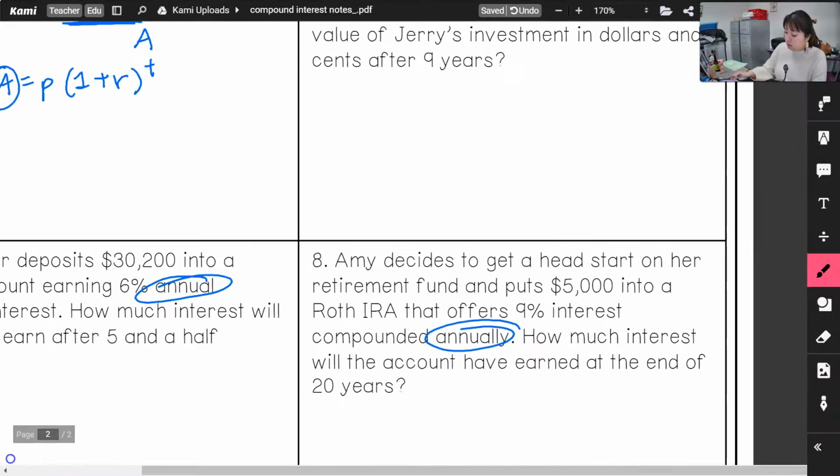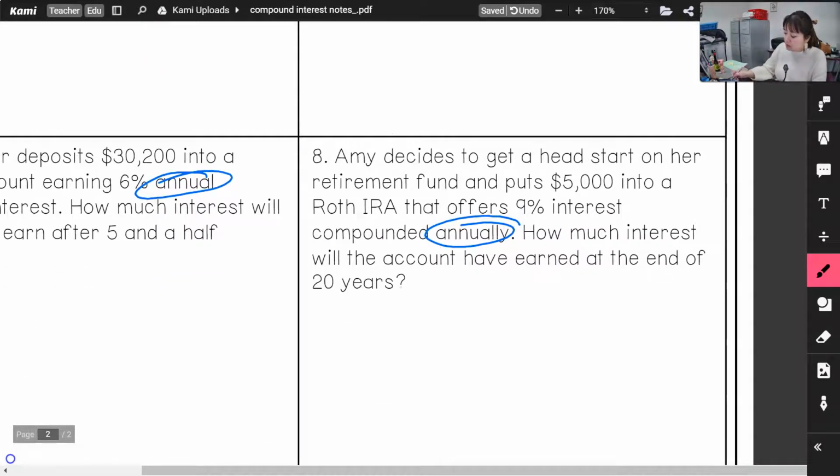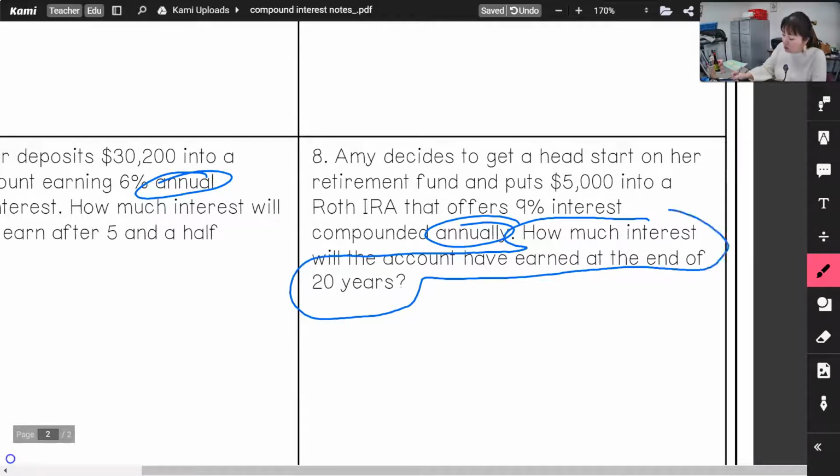Whereas, let's look at a different one. Look at number 8. It says, Amy decides to get a head start on her retirement fund and puts $5,000 into a Roth IRA that offers 9% interest compounded annually. How much interest will the account have earned at the end of 20 years? This says how much interest. What we're trying to find is interest. That is I. So that means you always have to find A first. That comes first. It does not look like a 1 plus R. So we have to find A first, and then you can use your helper formula, I equals A minus P. So this one you have the extra step where you have to subtract to get the answer.